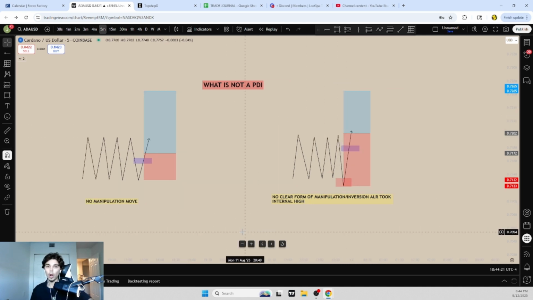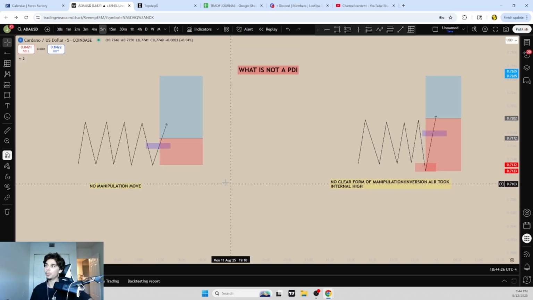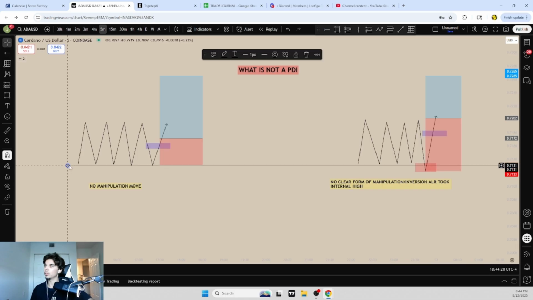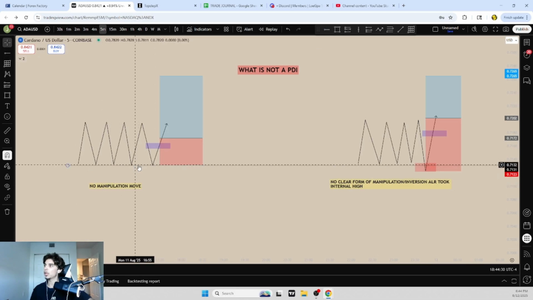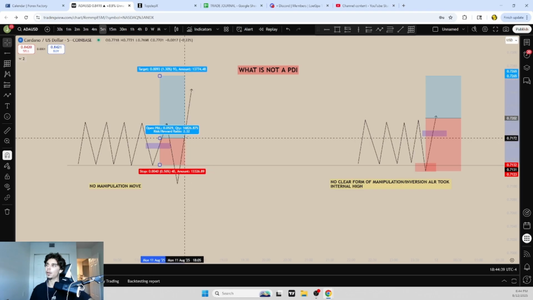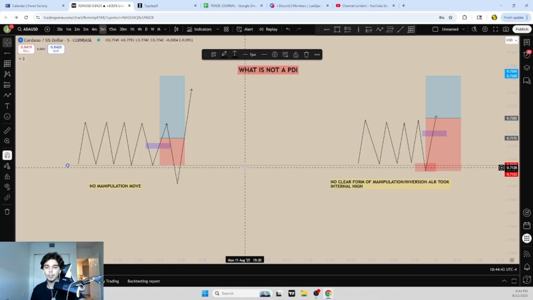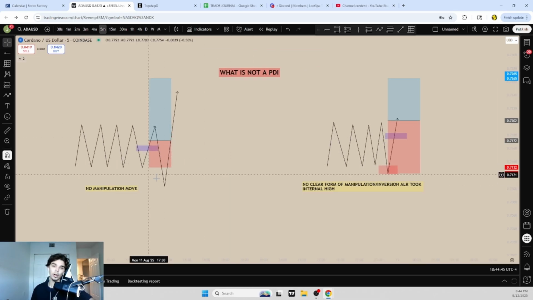No. Why? Because we don't have any manipulation move, right? We still have all this LRL, all these equal lows below us. So what is price most likely going to want to do? If we enter off this, price is most likely going to want to come down, manipulate, and then go higher. And at that point, we're already stopped out, right? So we want to wait for a clear manipulation move before entering.